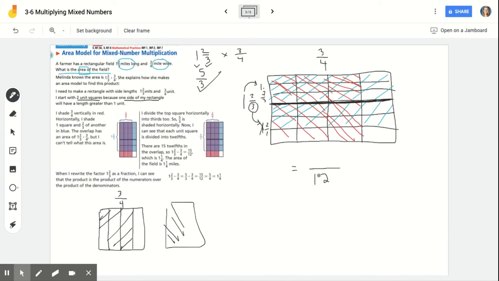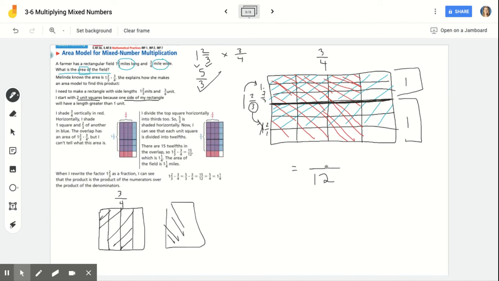12 is our denominator. It's not 24. Remember, we're not counting this whole array, because this whole array was split up into one whole here and one whole for this part. So one whole was this whole part and one whole was this whole part. So 12 pieces is what our wholes were split up into.